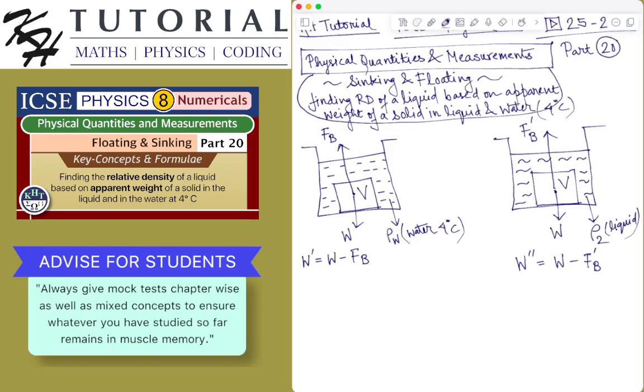We know W dash. As I discussed in the previous video, FB will be the mass of the displaced liquid, which is the volume of the displaced liquid multiplied by the density of the displaced liquid. In this case the density is rho W, which is 1 gram per centimeter cube. So this will be V rho W gram force, the upthrust on the body when it is in water at 4 degrees centigrade. And FB dash, the upthrust when the body is in the liquid, will be V rho 2 gram force.